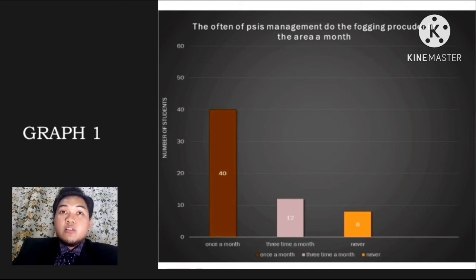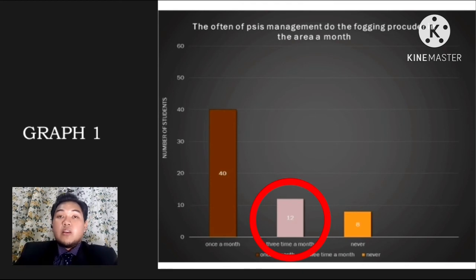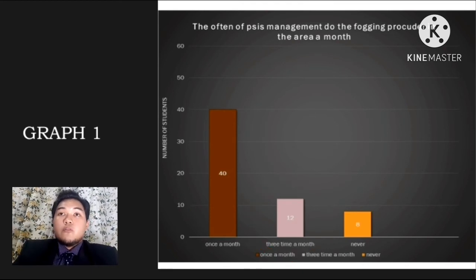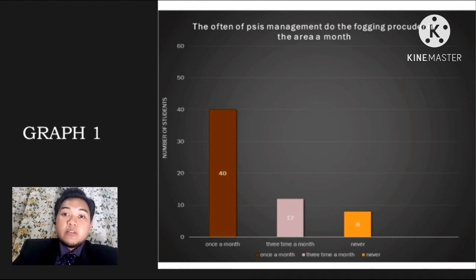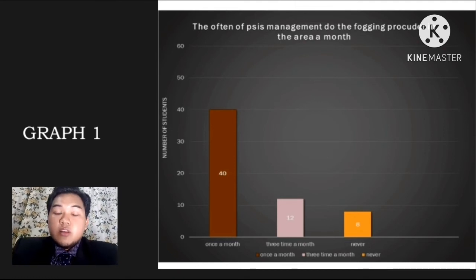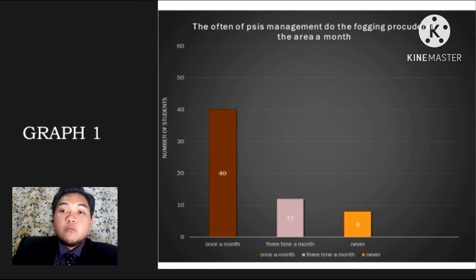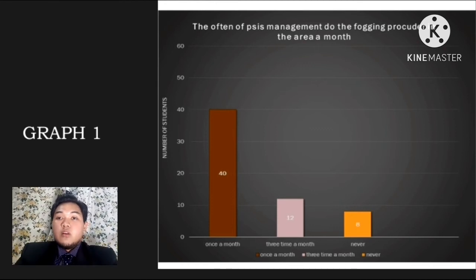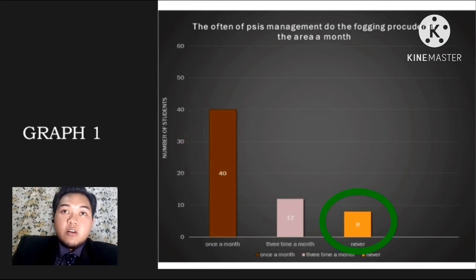First comparison is once a month versus 3 times a month. The number of students who vote for once a month was dramatically higher than those who vote for 3 times a month. It can be clearly seen that most of the 60 students choose once a month compared to 3 times a month.